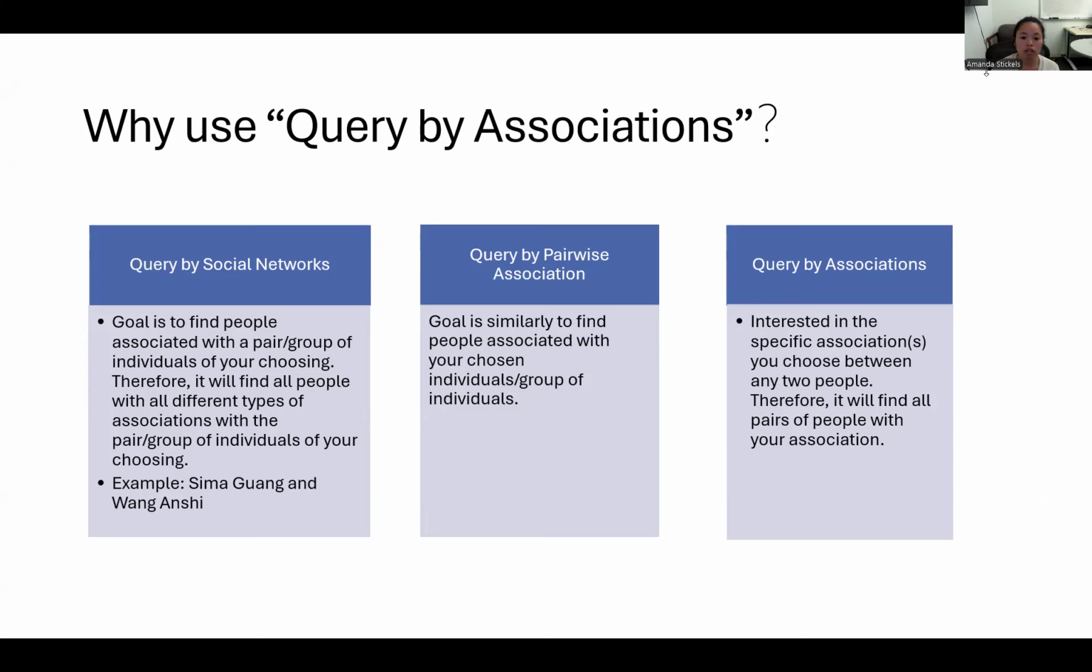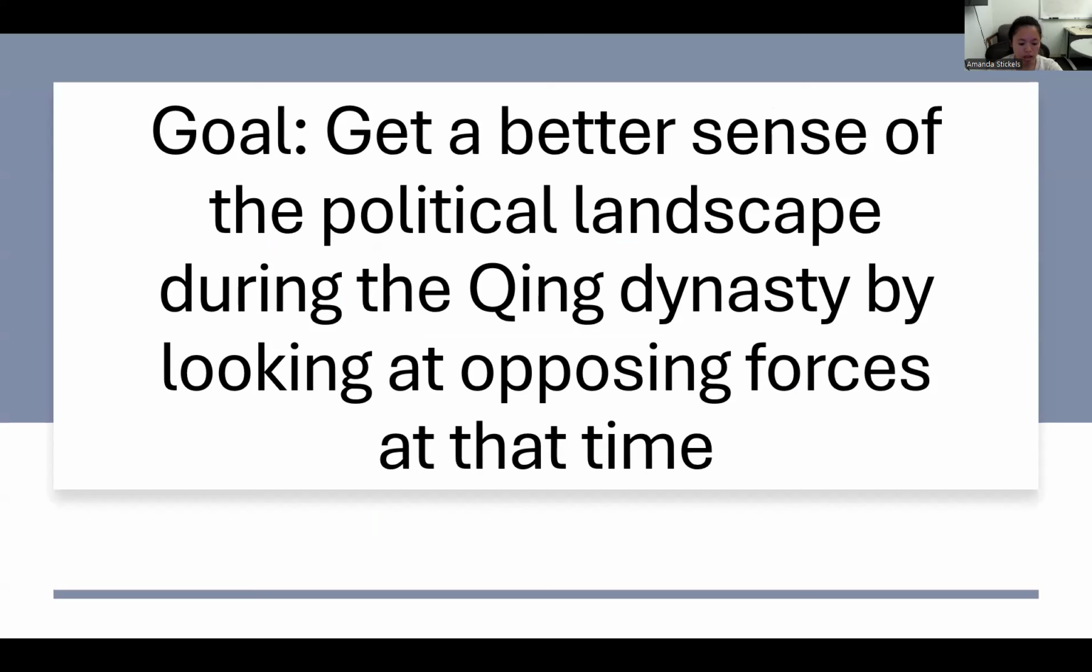Using the form query by associations is relatively easy, and it's actually not very common to use solely this form to answer a research question, because very rarely do you actually desire to find all people with a specific association. However, you can use it as one step in answering your research question, which I will demonstrate in a later video, or you can use it to get a better sense of a broad landscape at a certain time or place. So today we will do the latter, with the goal of getting a better sense of the political landscape during the Qing dynasty by looking at opposing forces at that time.